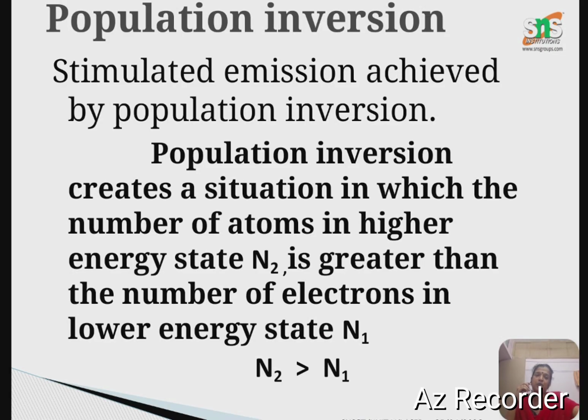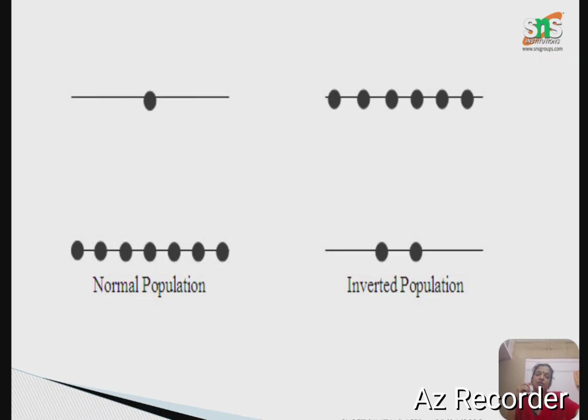Next one is the population inversion. So in population inversion, the number of atoms in the excited state is greater than the number of atoms in the lower state, and this is very important for achieving the stimulated emission. So this picture shows the normal population and then the inverted population. In normal population, the number of atoms in the ground state is more than the excited state, and in inverted population, the number of atoms in the ground state is less than the excited state.